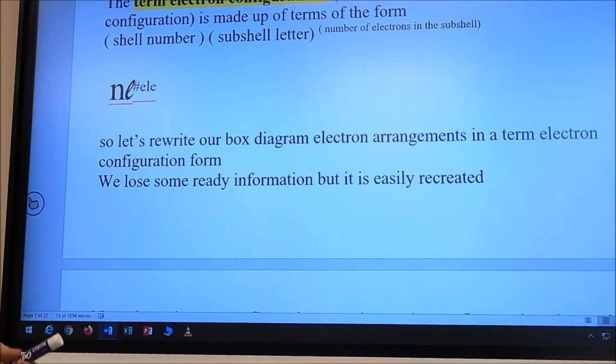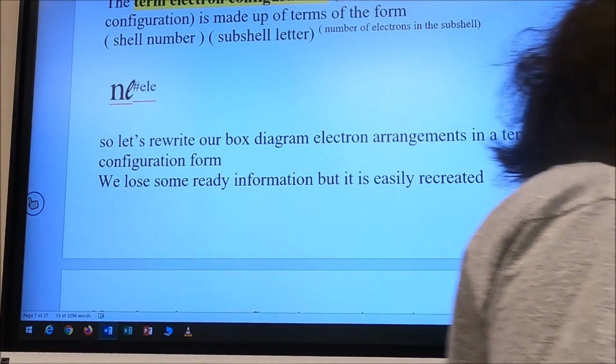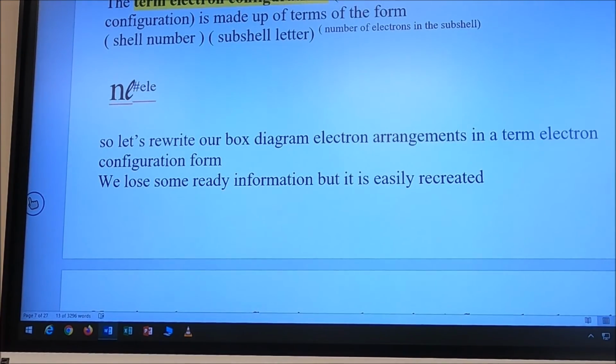So we use the shell number, the subshell common name like S, P, D, and F, and then a number of electrons in that subshell. We've lost a little bit of the detail, but we can always pull the detail back out if we need to. So we could go from a term electron configuration back to a box diagram and go from there back to a set of quantum numbers if we need. We're losing some information, but it's information we can readily re-extract if we need to.